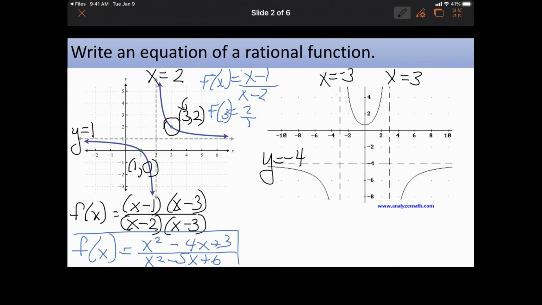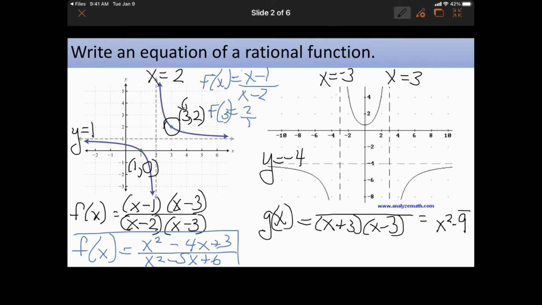Okay, so where are we? I'm going to start with the denominator: x plus 3, x minus 3. Now some of this is a little guess and check, and you just kind of have to work with it and change things up. So I know that this is, if I multiply it out, because the horizontal asymptote is negative 4, they have to have the same degree. I know this has to be a negative 4x squared here.